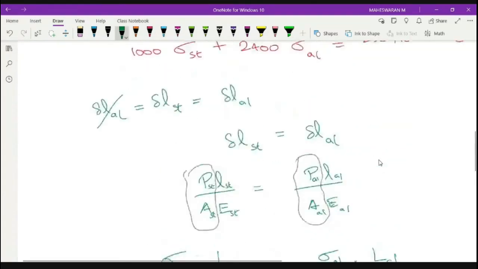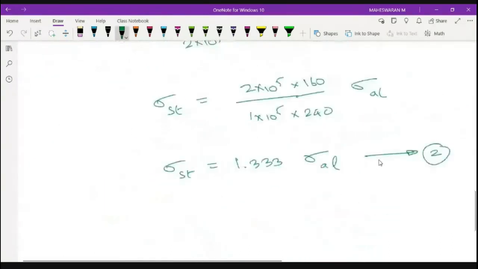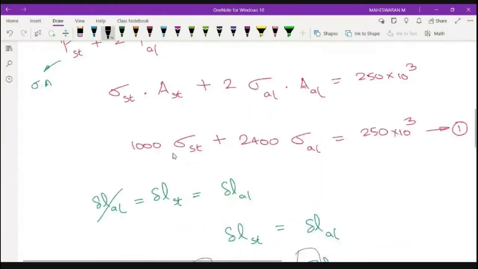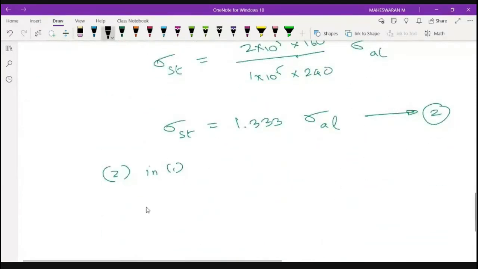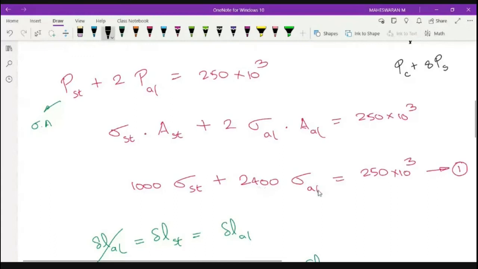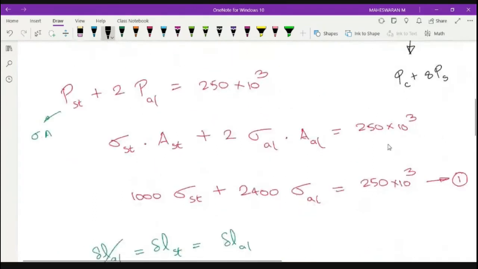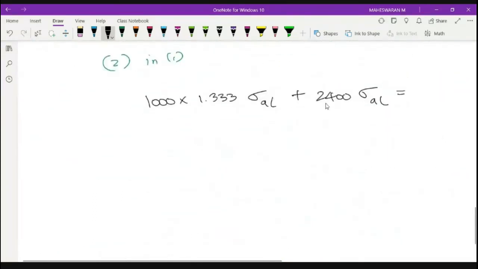Substitute equation 2 in equation 1. So what will we get? 1000 into 1.333 sigma AL plus 2400 sigma AL is equal to your force. So force is 250 into 10 power 3.